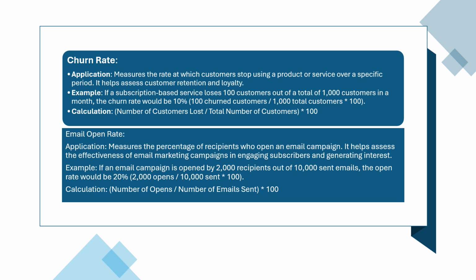Again, email open rate. If companies want to see how many emails people have opened, they measure the percentage of recipients who open an email campaign. It helps assess the effectiveness of email marketing campaigns in engaging subscribers and generating interest. So let us take an example. If an email campaign is opened by 2,000 recipients out of 10,000 emails sent, the open rate would be 20%. How did they calculate it? Number of opens, which is 2,000, divided by number of emails sent, that is 10,000, multiplied by 100.